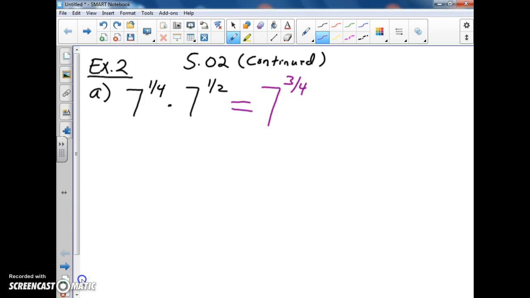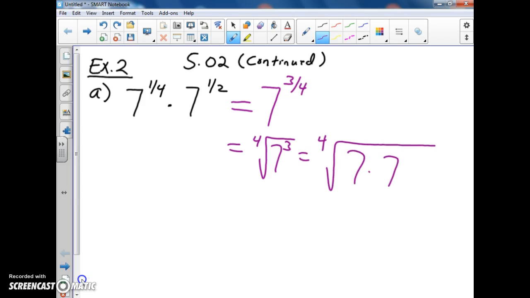Okay. All right. Now tell me what 7 to the 3/4 means. The 4th root of 7 cubed. Right. The 4th root of 7 cubed, right?